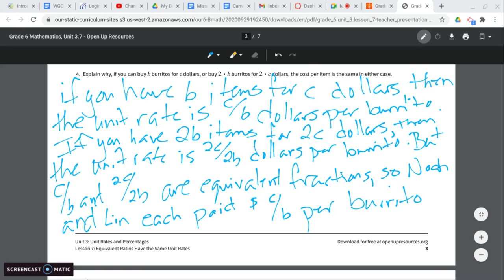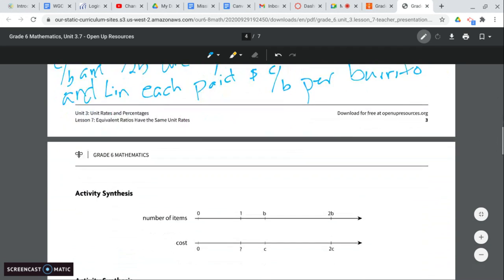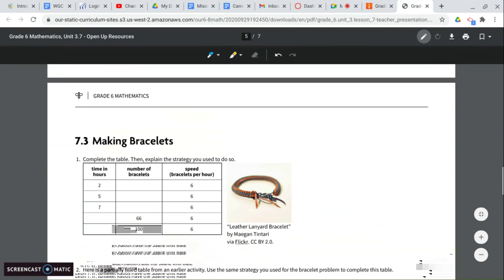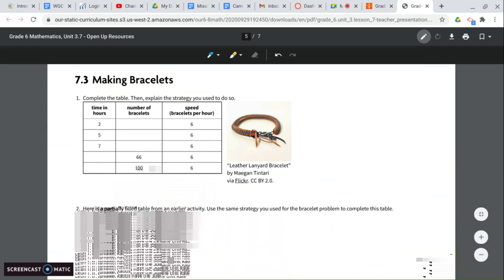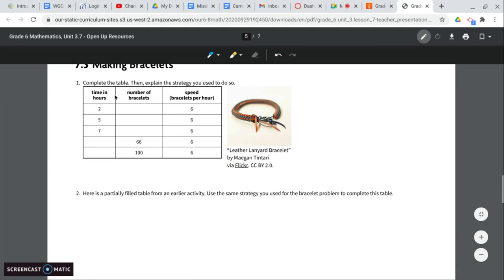So rate is your key word for this lesson. Rate is your key word. All right, so our next thing is looking at making bracelets. So we want to complete the table and then explain the strategy we use to do so. So notice it's time in hours, number of bracelets, and then it's giving us what our speed is. So the number of bracelets per hour. And that's 6. So we have a constant speed here.